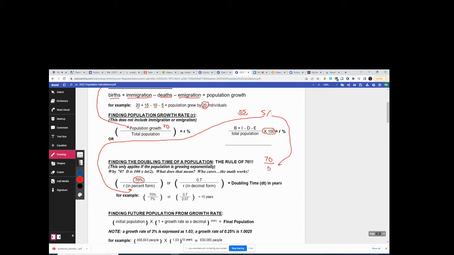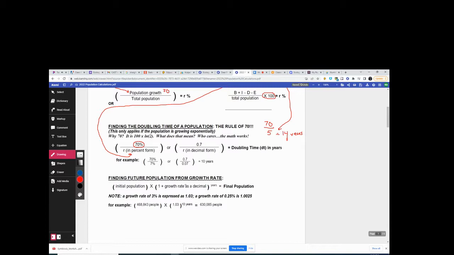70 divided by 5 would equal, what is that? Let me do it on my calculator real fast. 70 divided by 5 equals 14. So if the growth rate is 5%, it will take 14 years for the population to double. And to find the future population, it's the initial population times 1 plus the growth rate as a decimal. If you don't understand this one, you can skip it, but I'm going to do a couple examples here.